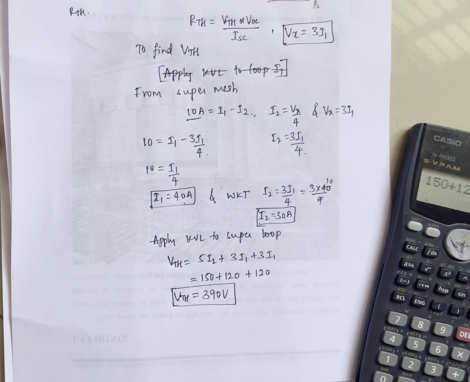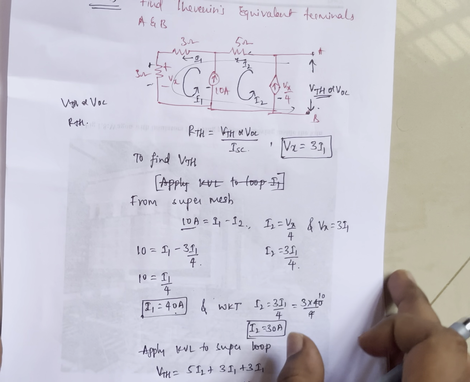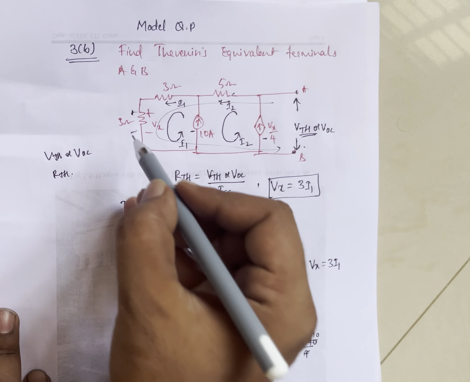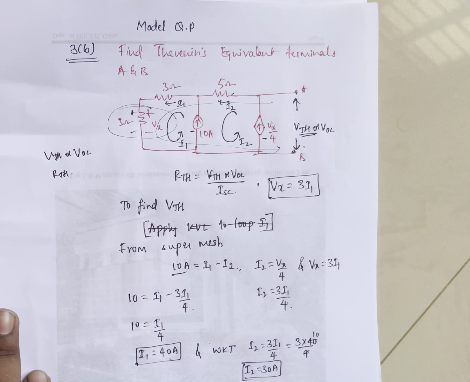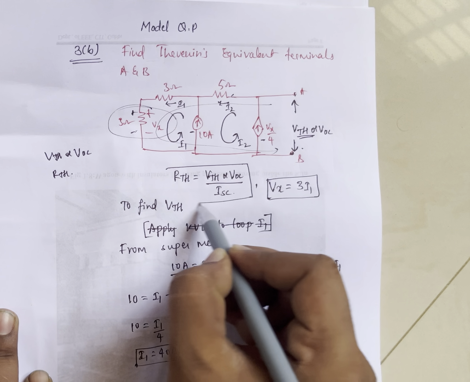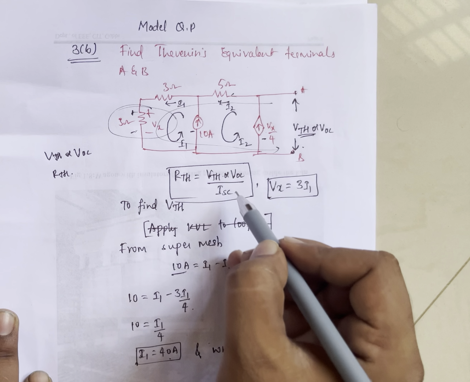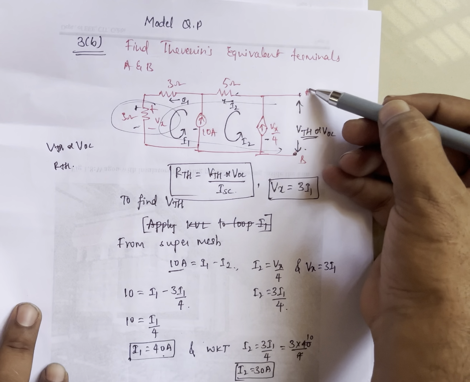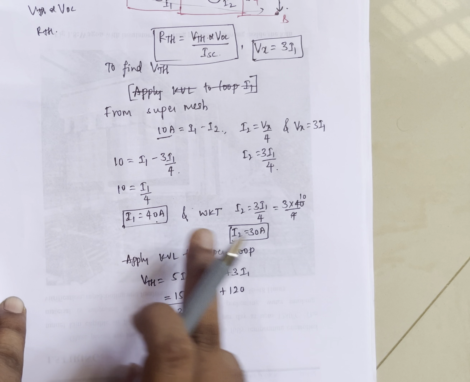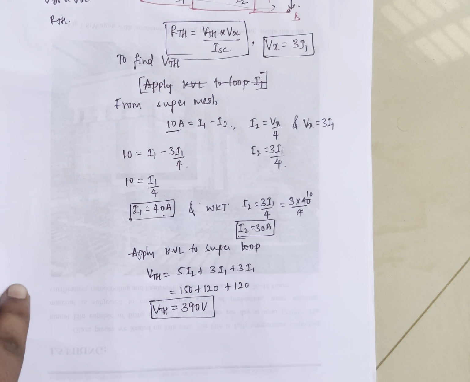Now you need to find the value of IN. Before that, you understand once again, Vx you are writing, this is Vx, then you need to find the value of RTH. To find the value of RTH, first you need to find VTH, then ISC. ISC means short the AB terminals. So now you'll get I1 as 40, I2 as 30, VTH as 390.